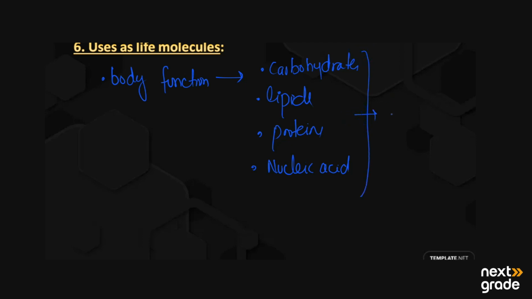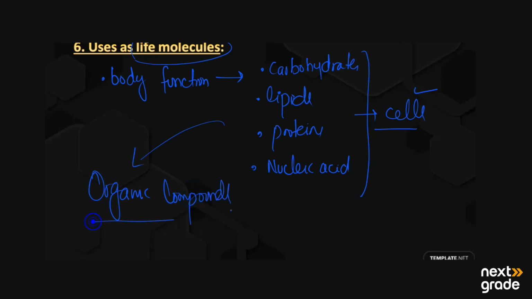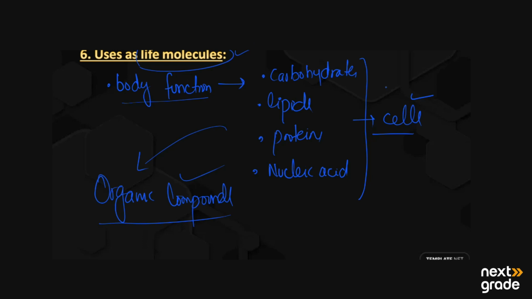All these make up the cells and their parts in the body, and these molecules are known as the life molecules, and they are mainly organic compounds. So organic compounds are also used as life molecules. They participate in the body functions, and they also combine to build the cells and their parts in our body. So this is all about how organic compounds are used on a large scale in our daily life, and they are changing our life day by day.